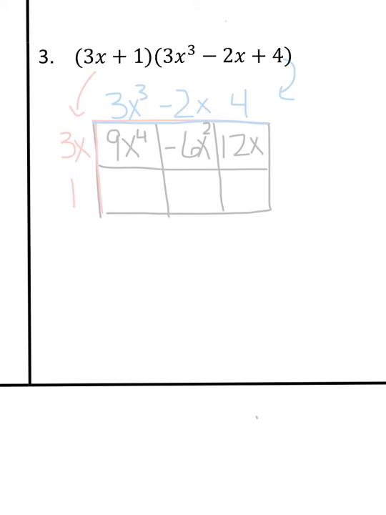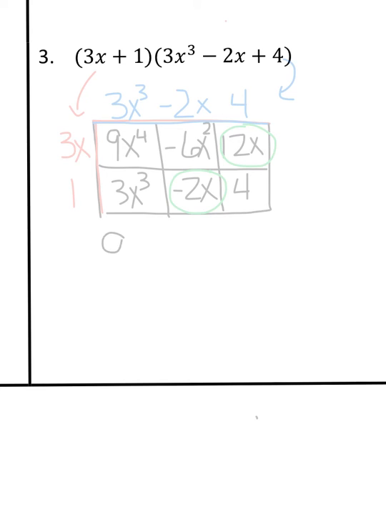Now I'm going to do the bottom row. 1 times 3x^3 is 3x^3. 1 times negative 2x is just negative 2x. And 1 times 4 is 4. Now I look here, and this time I'm looking for my like terms. I don't see any 4s, I don't see any 3s, I don't see any 2s. So these are the only two that are like terms, so those are the only two things we need to put together.